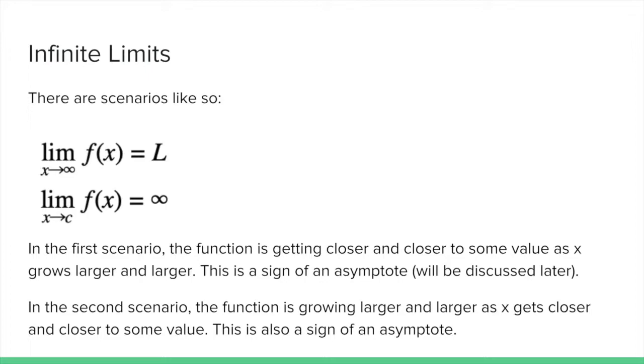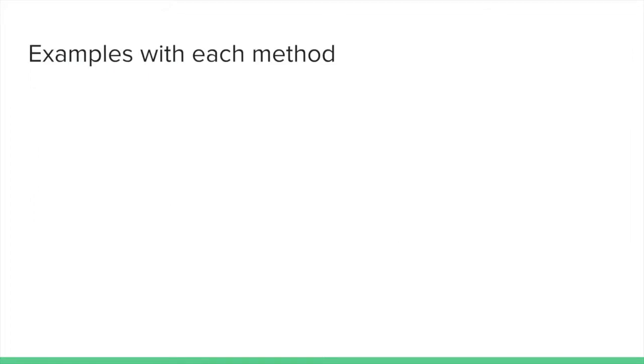In our second scenario, the function is getting larger and larger as x gets closer and closer to a certain value. This is a sign of a vertical asymptote. Another way you can think about this is also using the function f of x equals 1 over x. As x approaches 0, from the right side and perhaps the left side as well, if you plug in smaller and smaller numbers, the quantity 1 over x becomes larger and larger. In that case, we say it tends to infinity, or negative infinity, depending on the side you take the limit from. So now we're going to go over examples of evaluating limits with each method.